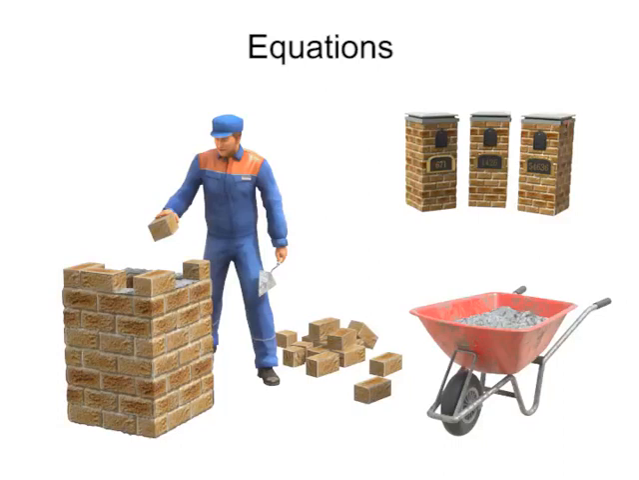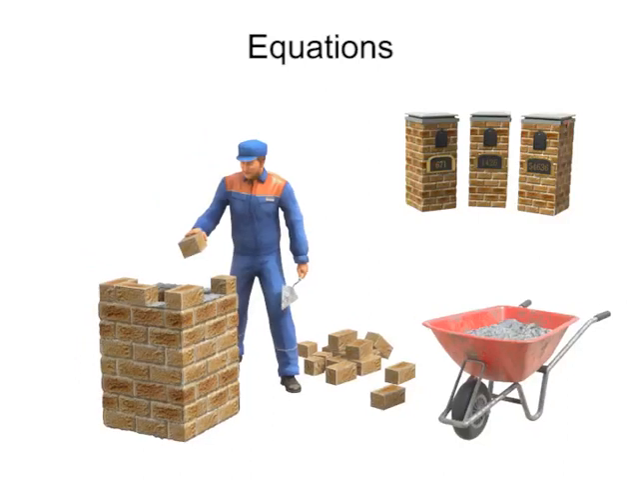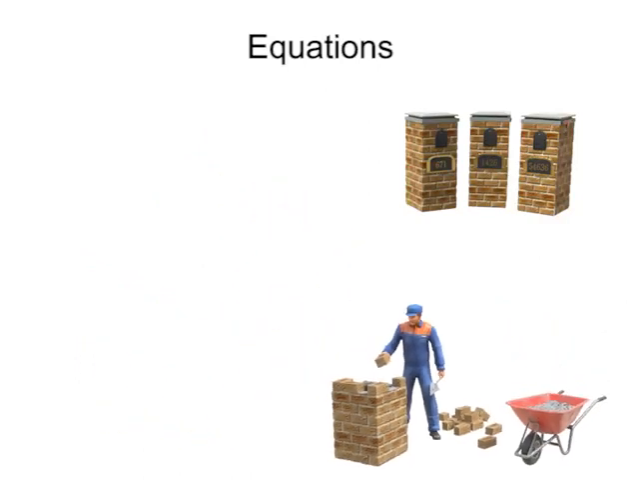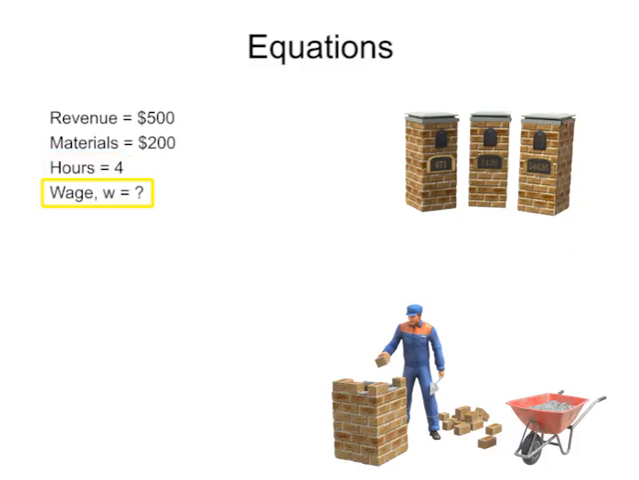A bricklayer has started a small business on the side building mailboxes. The bricklayer wants to standardize his billing and charge a flat rate of $500 per mailbox. Each mailbox costs him approximately $200 in materials and takes about 4 hours to complete. What is the bricklayer's hourly wage?